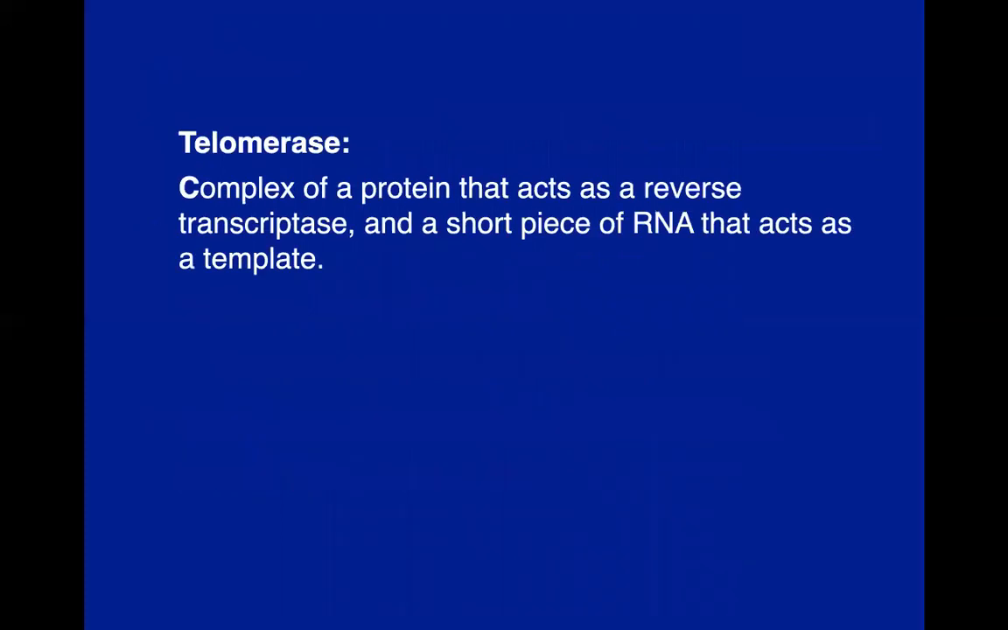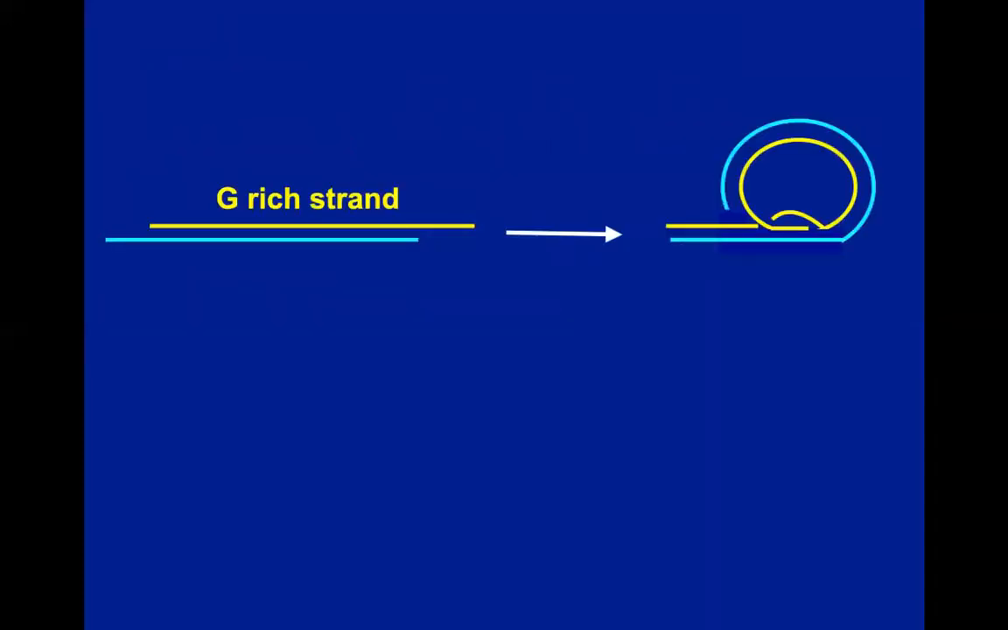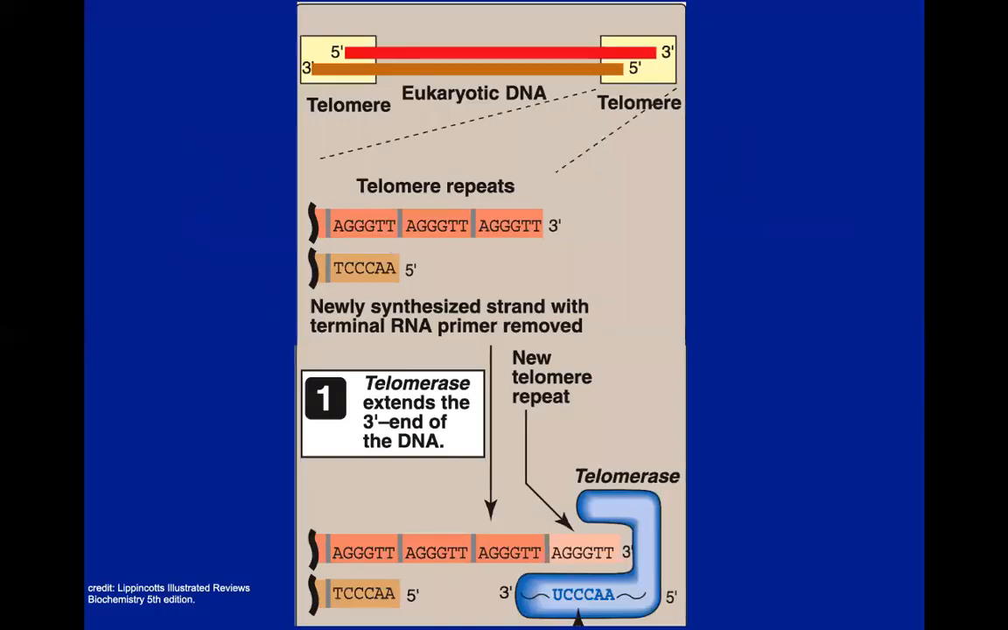Telomeres have GT-rich sequences. Another important enzyme is the telomerase enzyme, which is a protein complex that acts as a reverse transcriptase, because reverse transcriptase means they synthesize DNA using RNA as a template. So a short piece of RNA acts as a template here for the reverse transcriptase enzyme. So a G-rich strand is formed and this folds on itself to prevent the attack by nucleases. This is at the end of the DNA.